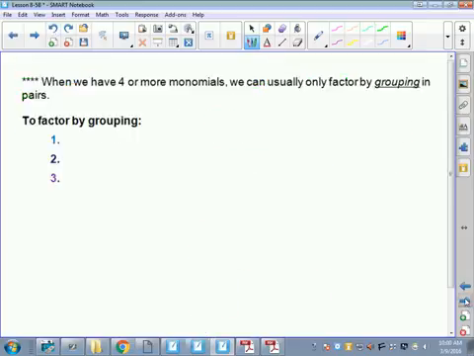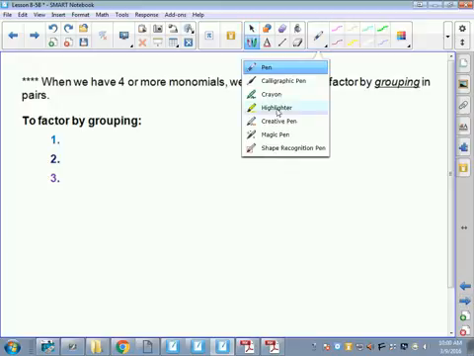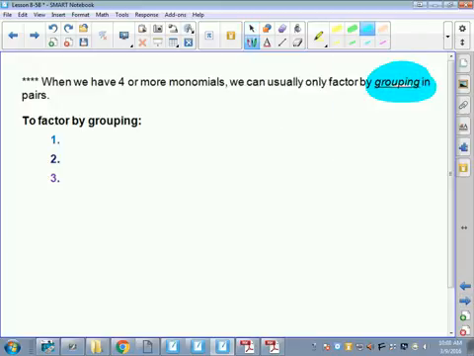But now I'm going to throw more terms into the mix. So we've talked about 2 terms, GCF, 3 terms, start with your GCF, 4 terms. When we have 4 or more monomials, we usually can only factor by grouping in pairs. We're going to group those guys. Our grouping symbols in math are parentheses. So we're going to put parentheses around and make 2 pairs of factor problems.